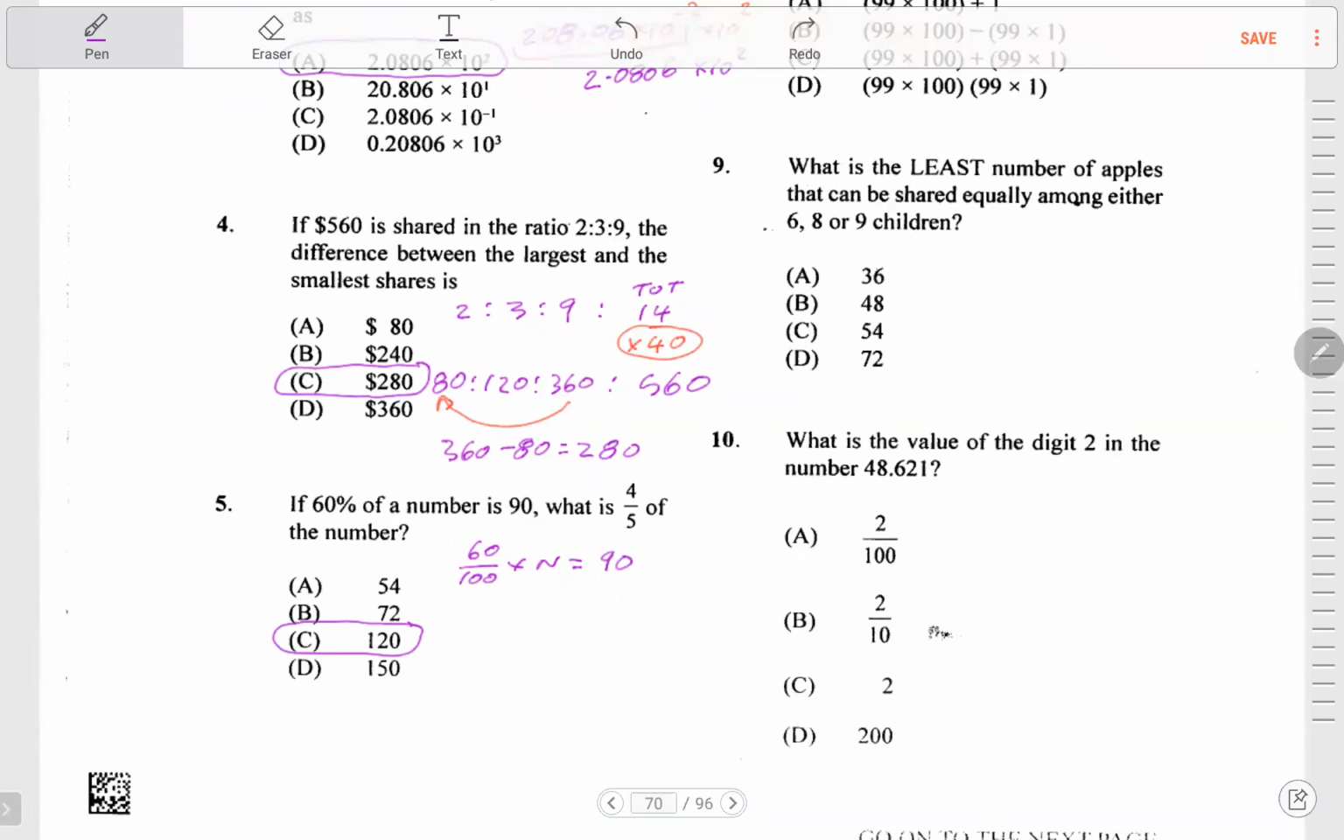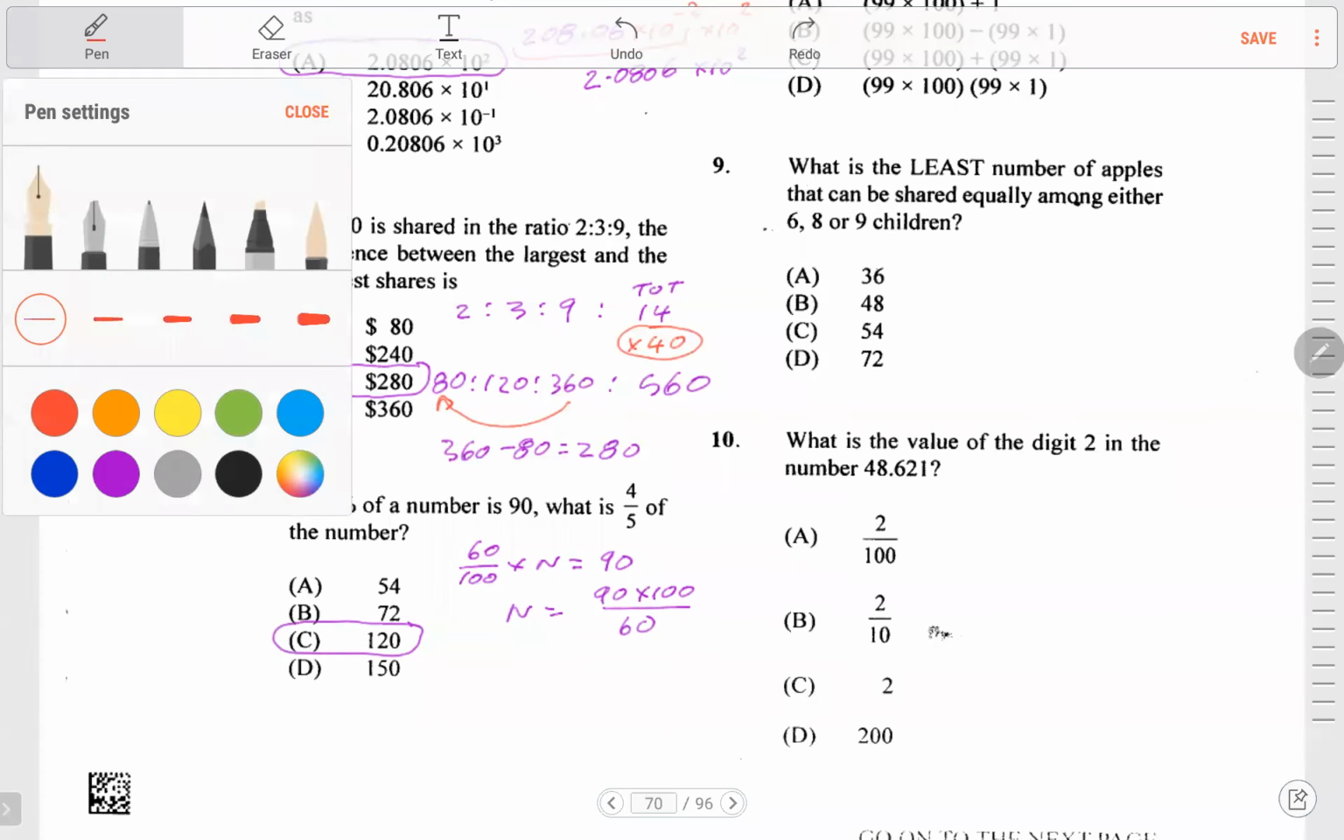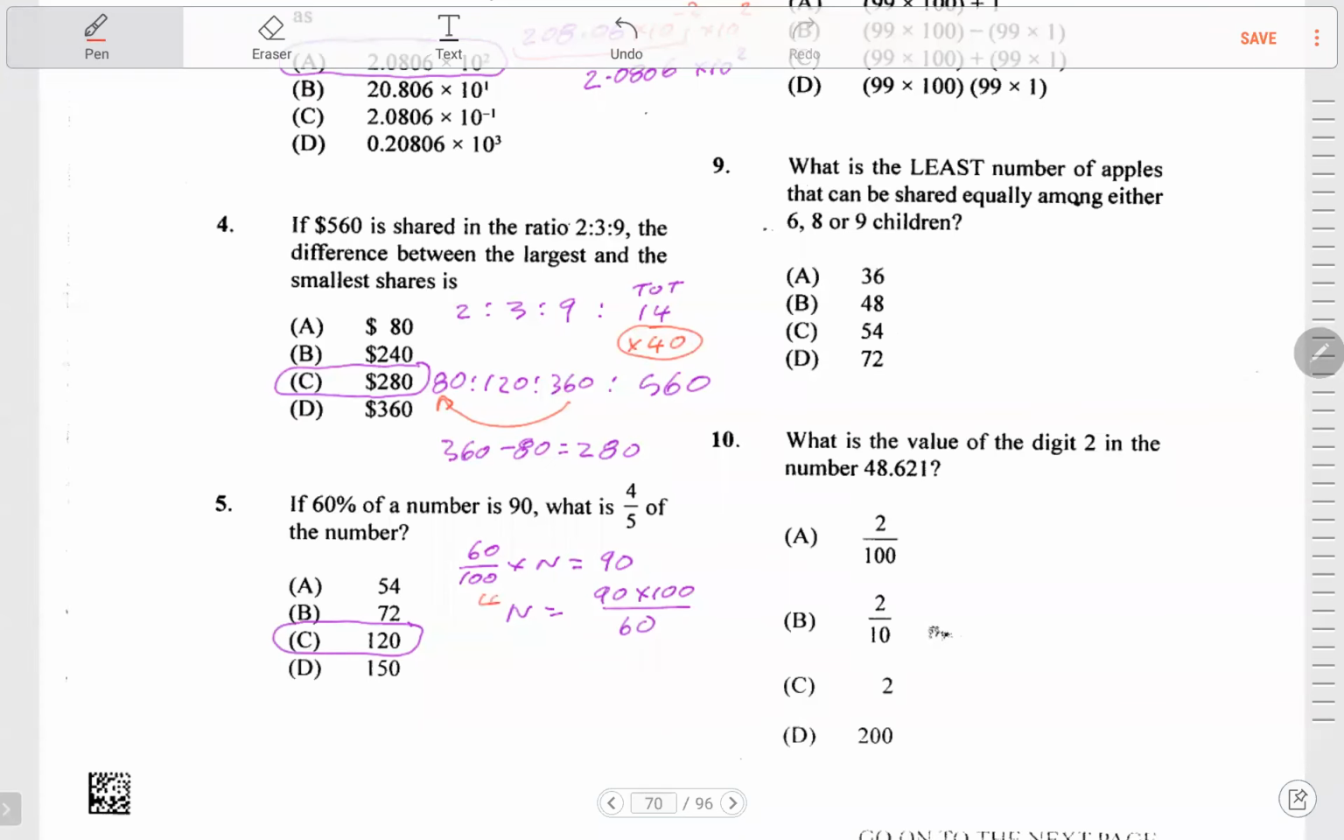All right, so we can simplify this down first and say the number is 90 times 100 over 60. Multiply the 100 and divide by the 60. And then we want 4/5 of that, so it's like we multiply both sides by 4 over 5 now. And then whatever that works out to is the answer.